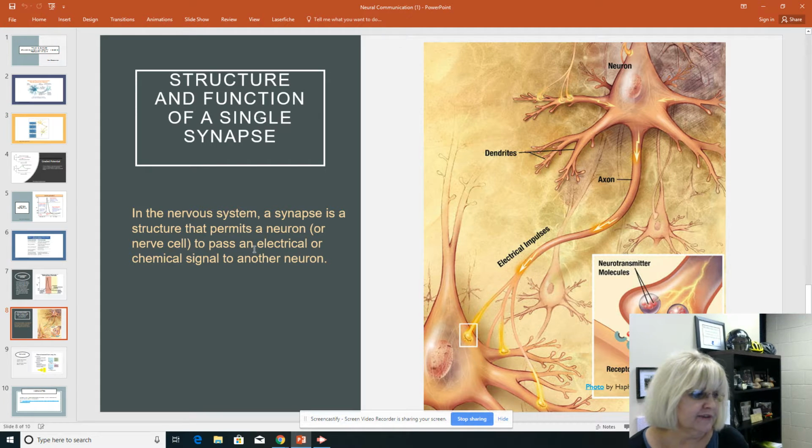Okay, the structure and the function of a single synapse. In the nervous system, a synapse is a structure that permits a neuron or a nerve cell to pass an electrical or a chemical signal to another neuron. In the past, you may have heard this referred to as a junction. It's just an older term that means the same thing. One neuron directly interacts with another neuron primarily through a chemical synapse.